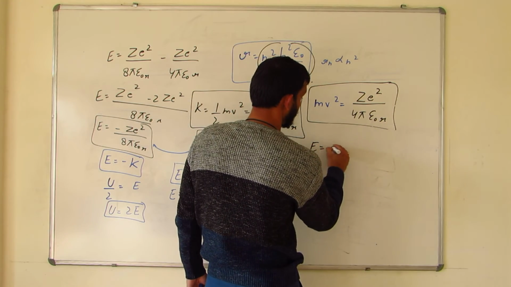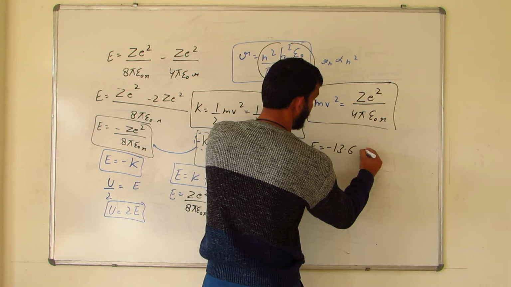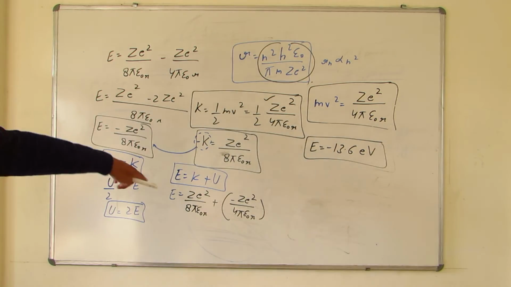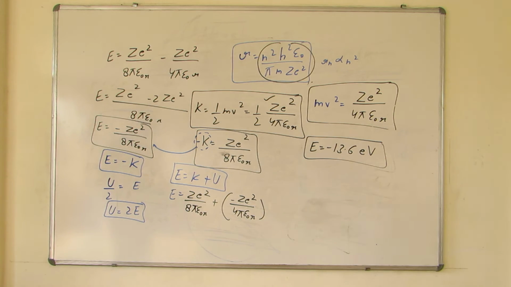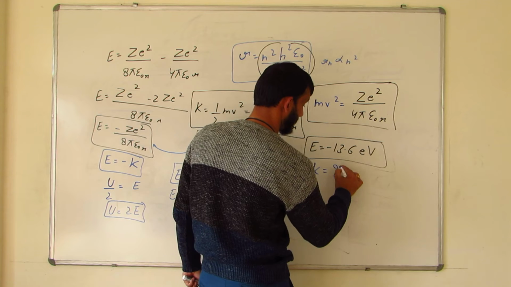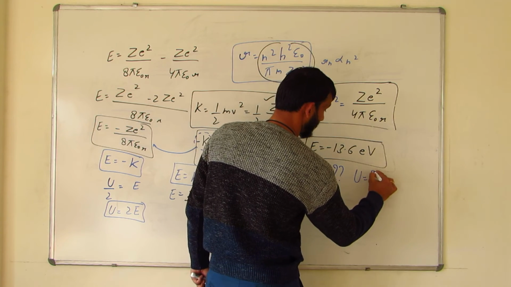Total energy is given as minus 13.6 eV. I'll tell you from where we get this number. Actually the remaining part is left, but I thought let us do this numerical. You have to find out the total energy, kinetic energy and potential energy. They will ask you like this.